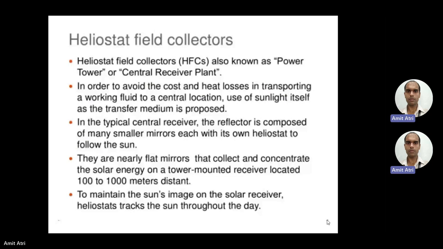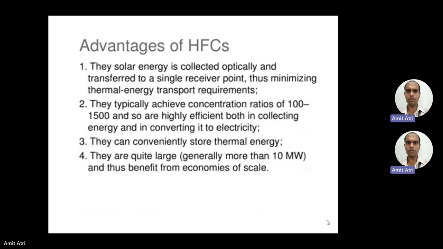So the advantages of these heliostat field collectors. Okay, the solar energy is collected optically and transferred to a single receiver point, thus minimizing thermal energy transport requirements. Fluid is not being circulated here over large distances. Sunlight is what is being transferred. So they typically achieve a concentration ratio of 100 to 1500 and so are highly efficient both in collecting energy and converting it into electricity. They can conveniently store thermal energy and they are quite large, generally more than 10 megawatts, a big value, and thus benefit from economies of scale.